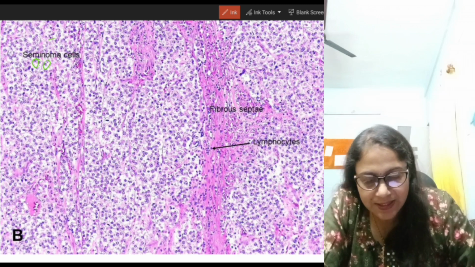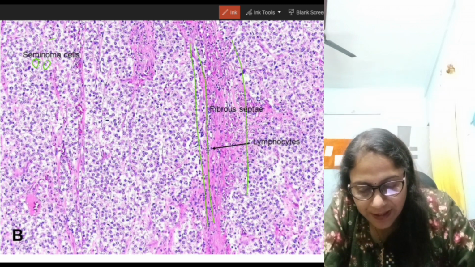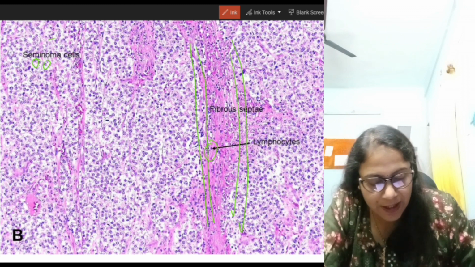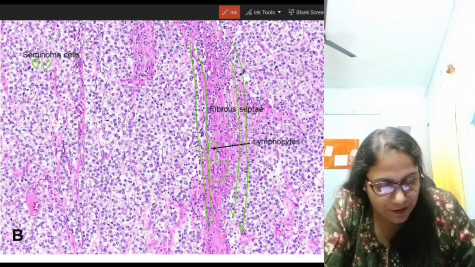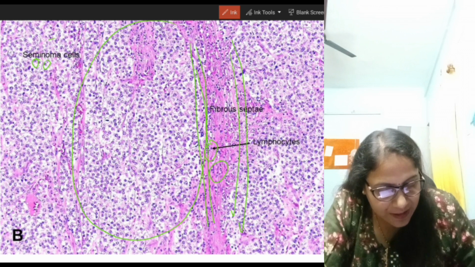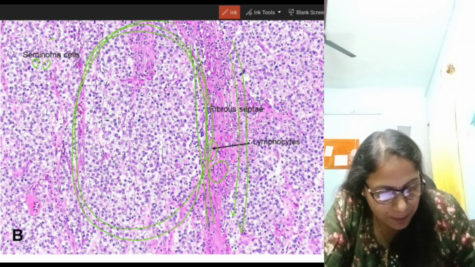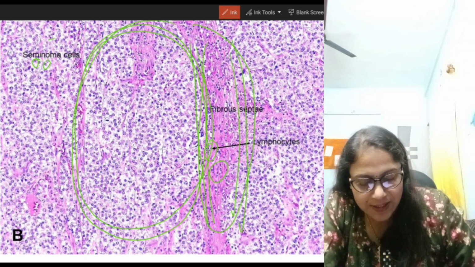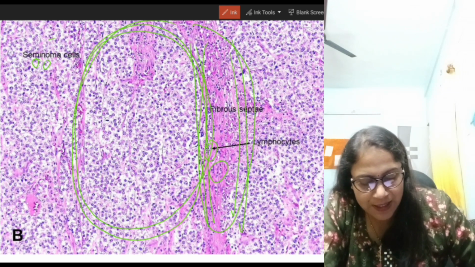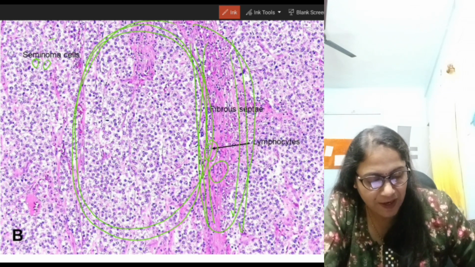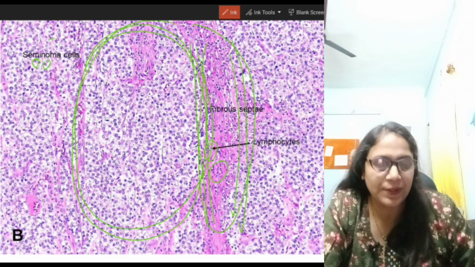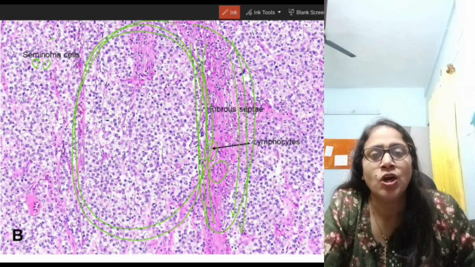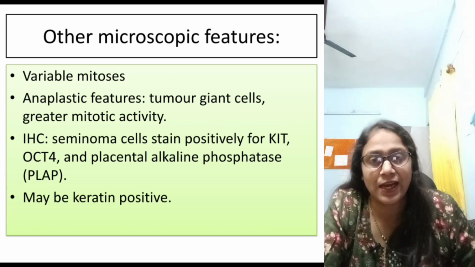Now these are the seminoma cells. If you look carefully, these are clear cells. If you look at the individual cell carefully, they are clear cells. Now these are the fibrous septa. And these are the small lymphocytes. If you can appreciate, these are the blue dots. These are the lymphocytes. So this is a lobule of seminoma cells. These are the fibrous septa, and the fibrous septa have lymphocytic infiltration and also sometimes granuloma formation.